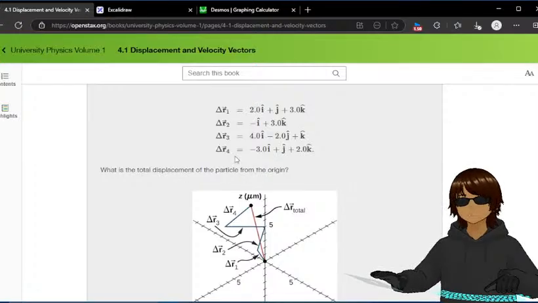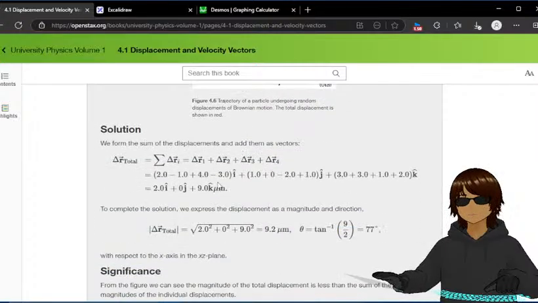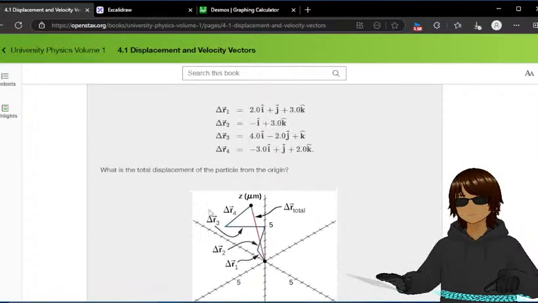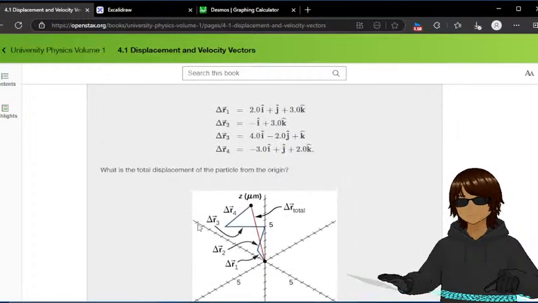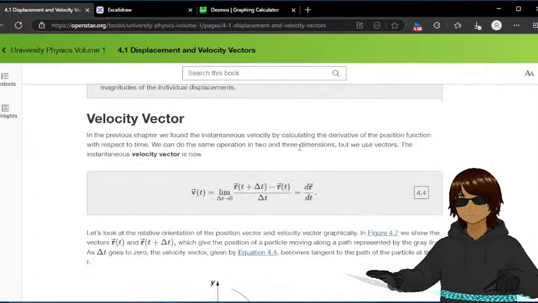We just add them up, right? So 4 minus 3 minus 1, yeah, just left with 2. J plus plus minus, so J is 0. Yep. Then 3 plus 3 plus 1 plus 2 is 9.